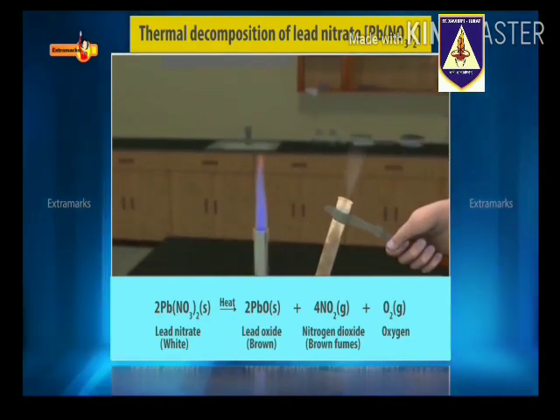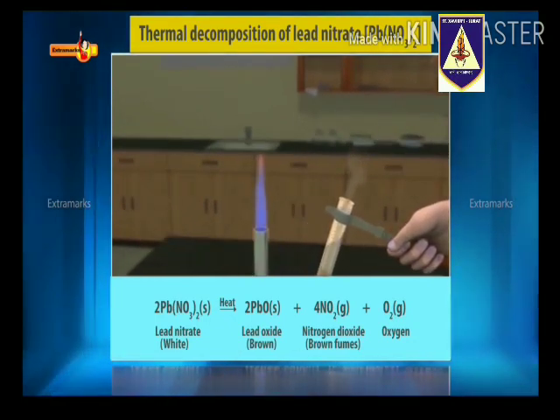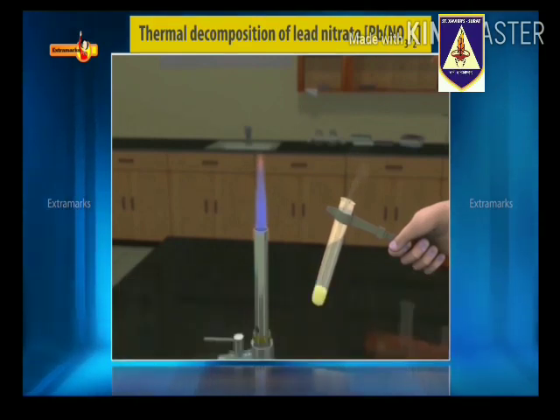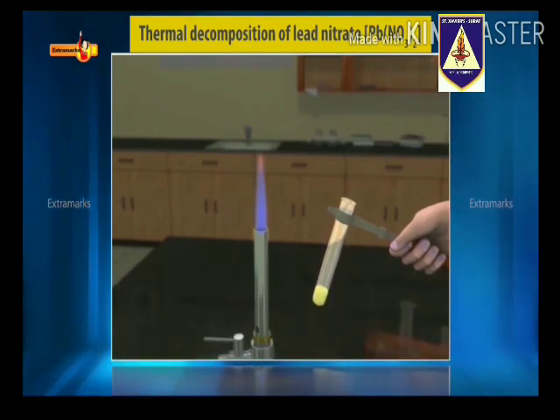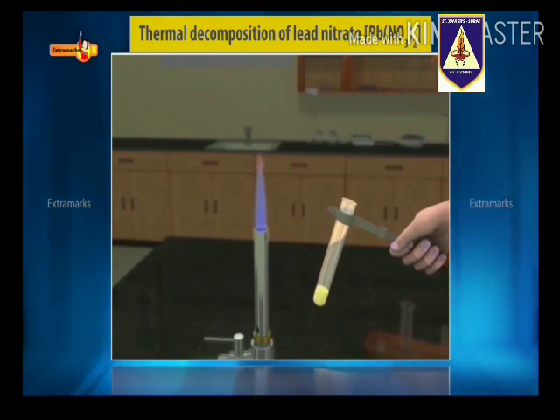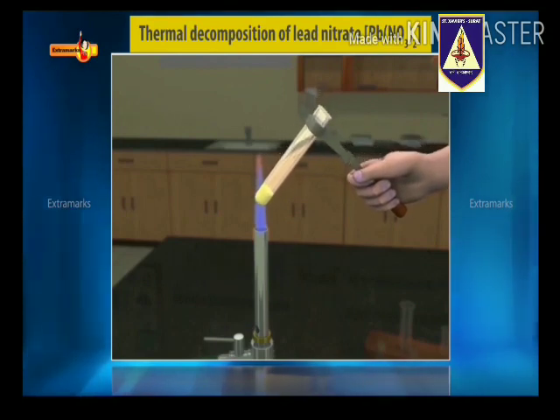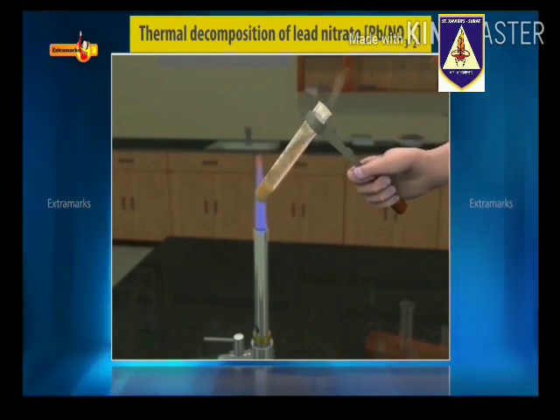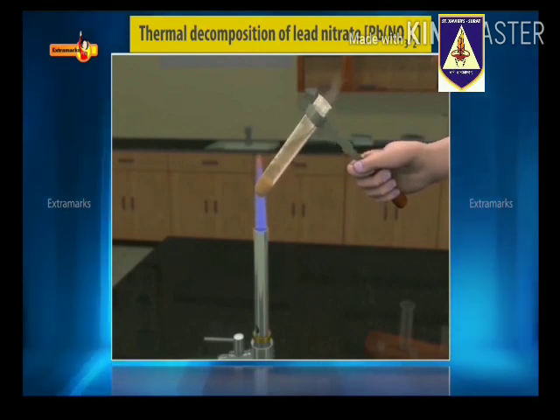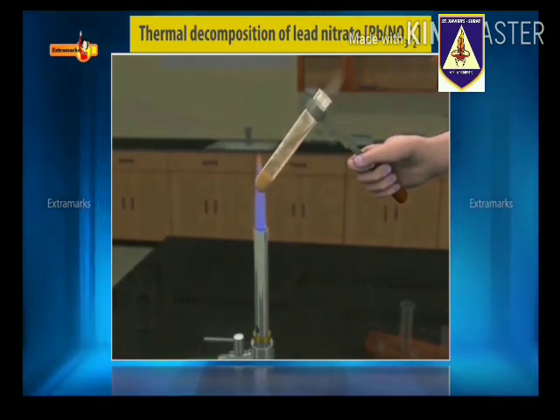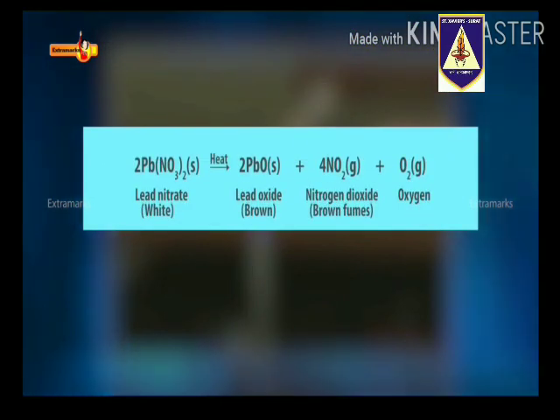Remove the boiling tube from the burner. You will see that the brown color of the salt fades away and the intensity of the brown gas also decreases. On heating the boiling tube again, the color of the salt changes to brown and the intensity of the brown fumes of nitrogen dioxide also increases. Here, one substance, that is lead nitrate, is splitting up into three substances: lead oxide, nitrogen dioxide, and oxygen on heating. So, this is a thermal decomposition reaction.